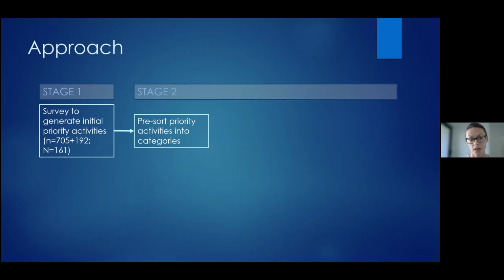So the first thing we did, and this was done by the author team from this paper, was we sorted these priority activities into categories. So we categorized all the things associated with coastal engineering together, all the things associated with modeling together. We came up with just some really broad categories.